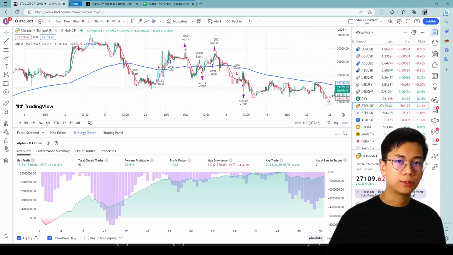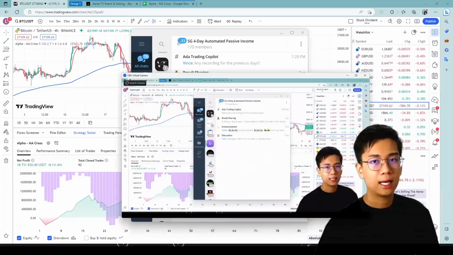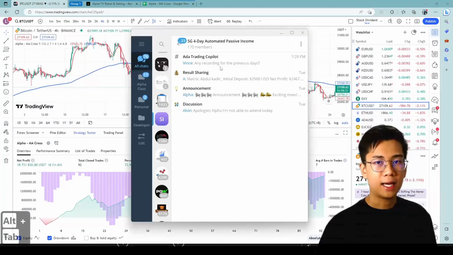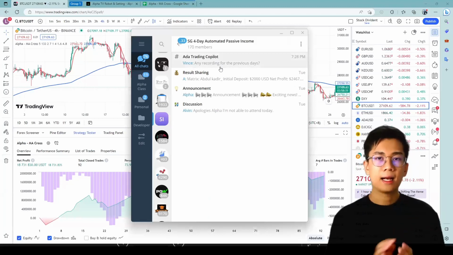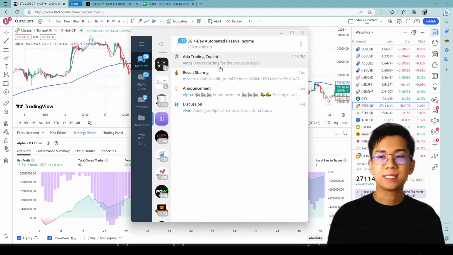Okay, the next one that I want to talk about is the trading Copilot. A lot of the time, what is the biggest problem when we do manual trading? When we analyze the market, we worry that we analyze wrong. You would like to have certainty that your analysis is correct or not, and you would like to have a reference.